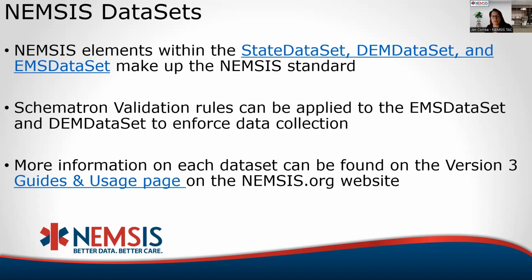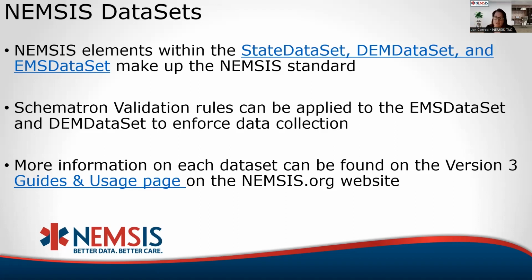And we still have the schematron part to get to after this. So I'm going to talk a little bit faster through the data set part. That doesn't mean I don't want questions. Please ask if you have them. This is the NEMSIS datasets. You'll hear that a lot. There are 3 datasets. Those are subsets, right? That make up the NEMSIS standard.